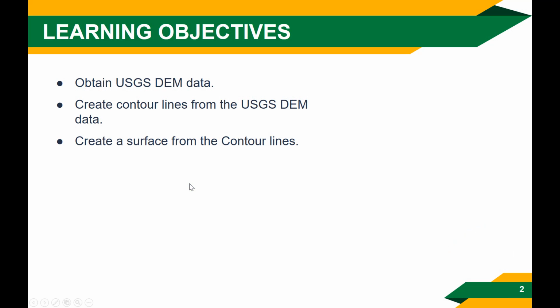The learning objectives for this segment are: how do you obtain USGS DEM data? How do you use that data to then create contour lines? And how do you convert those contour lines into surfaces?